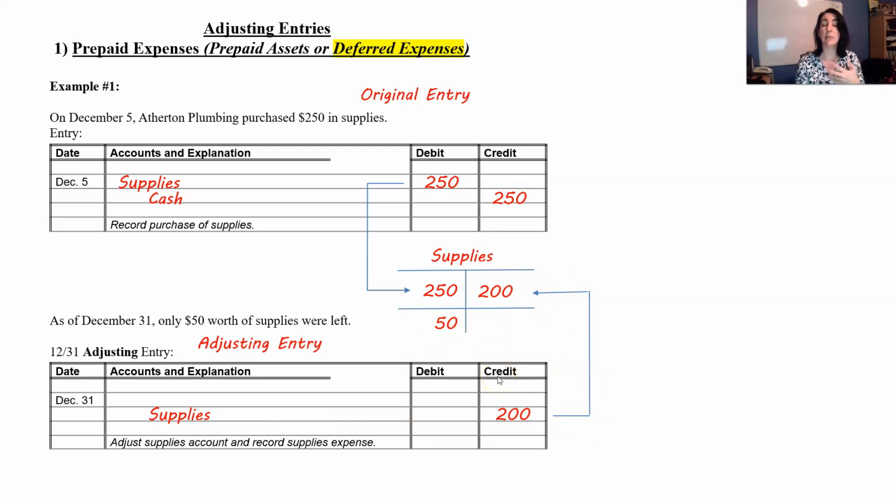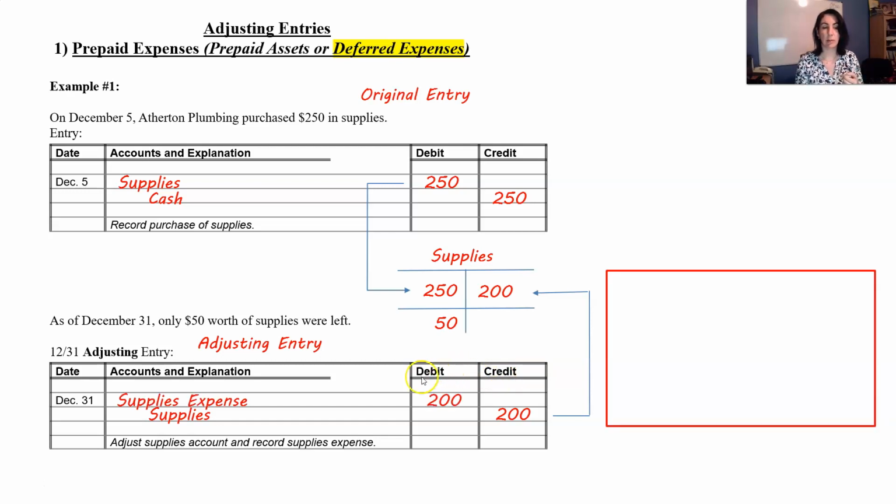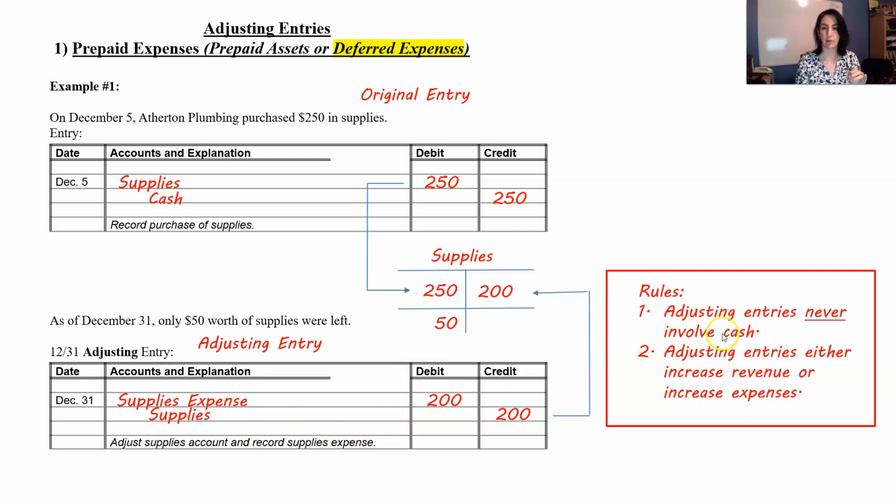So this right here is part of the adjusting entry, this credit to supplies. Our debit, because we had to use those supplies to run the business this month, is to supplies expense. Okay, so that is our adjusting entry for this prepaid asset. You get a debit to supplies expense, credit to supplies. Now, one thing I want to call out about all of these adjusting entries is a couple of rules. Adjusting entries never involve cash, and adjusting entries either increase revenue or increase expenses. In this case, we're increasing expenses.